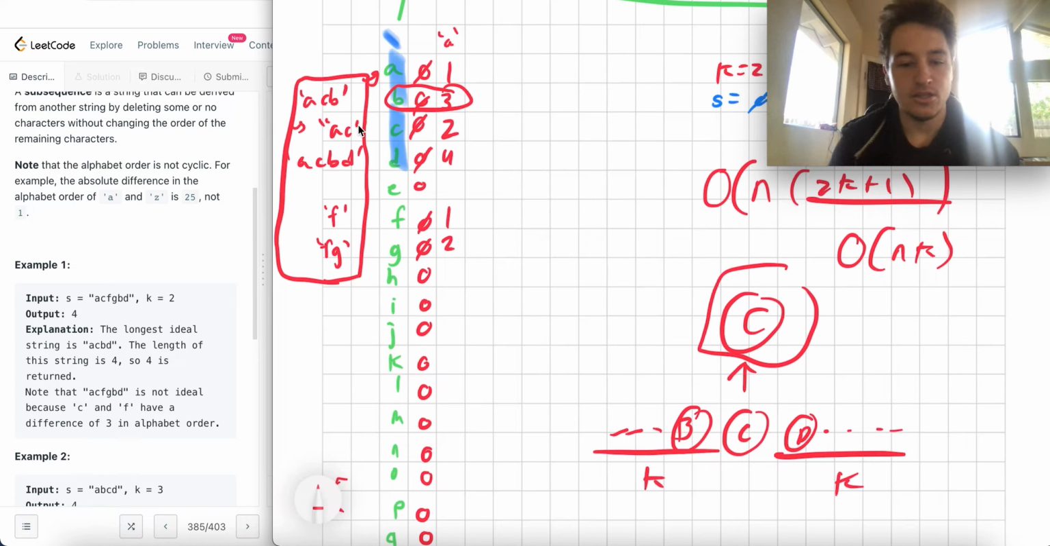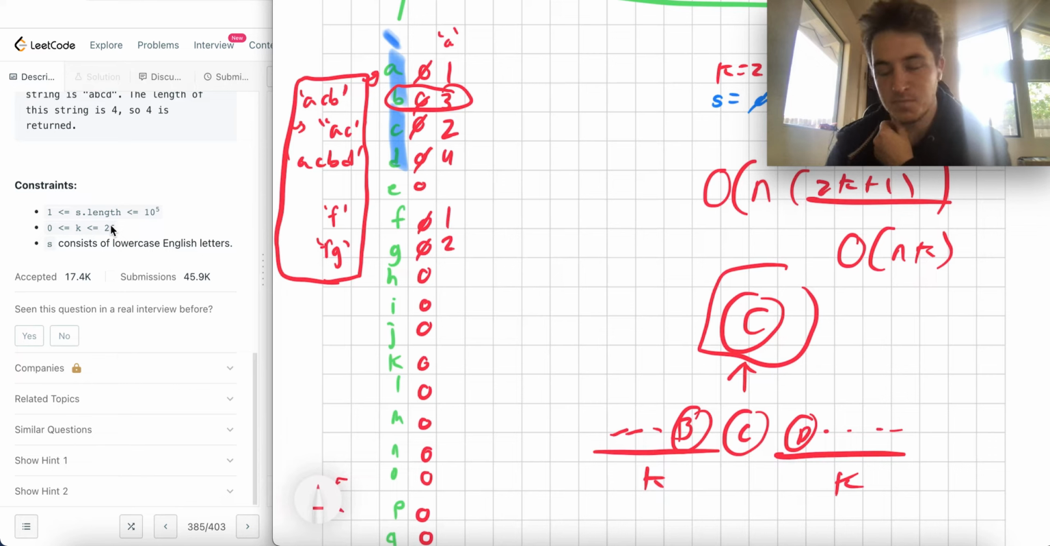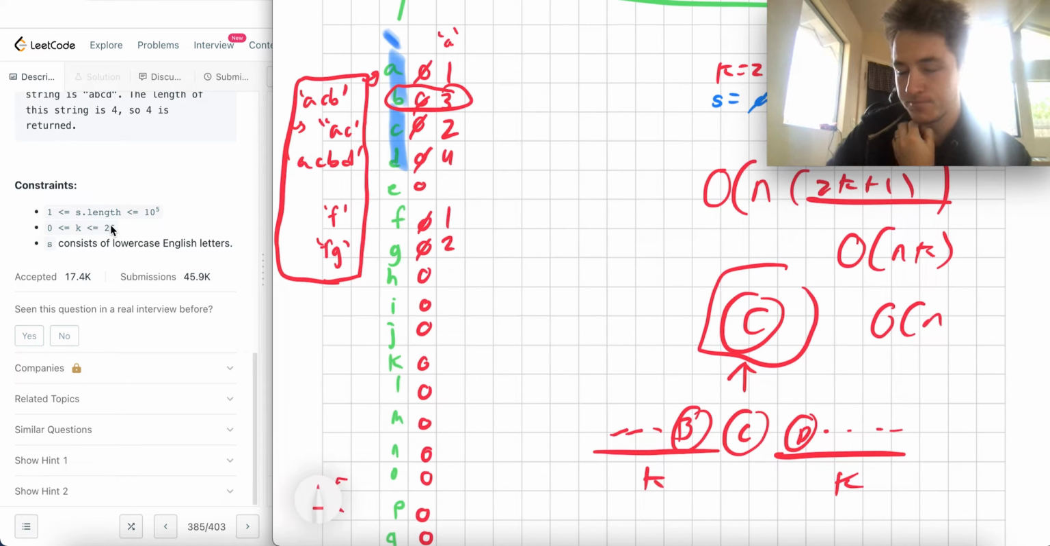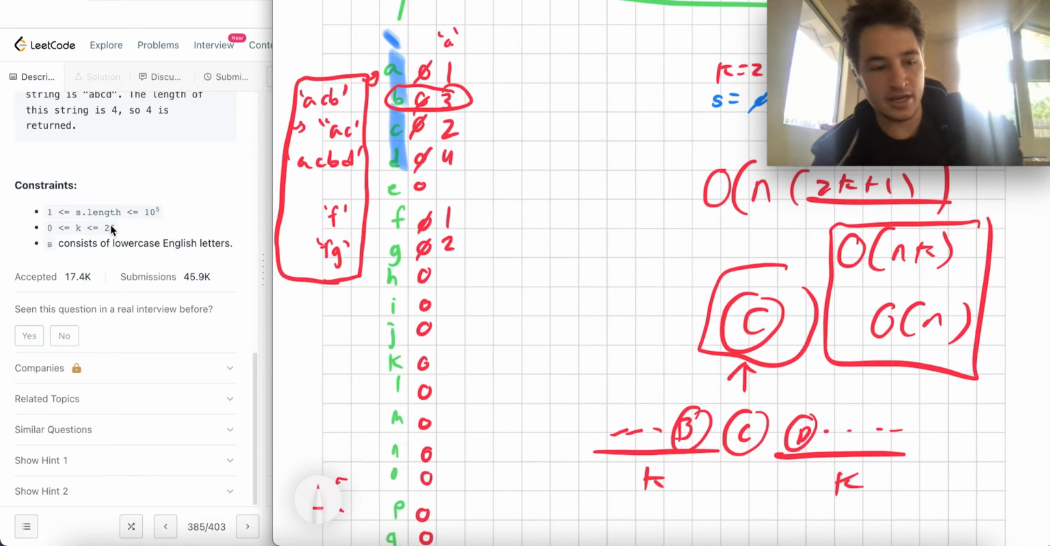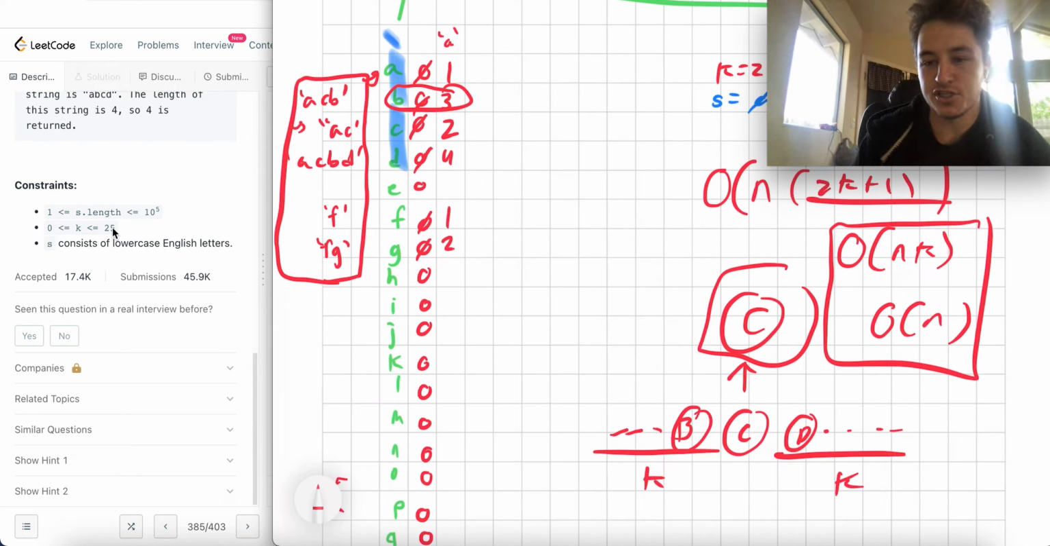But you'll notice that k can't be bigger than 25, because there's only 26 characters in this whole system. So this is O of n, because k is a constant. K is less than 25. So it's either O of nk or O of n, depending on how you want to look at it, because someone could say, well, it's a constant, it has to be less than 25, so we can just disregard k.